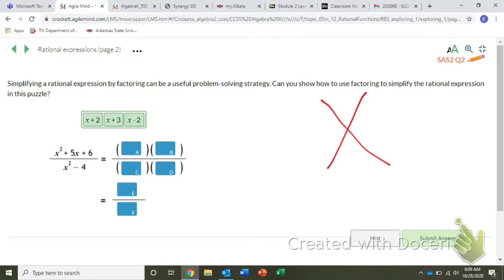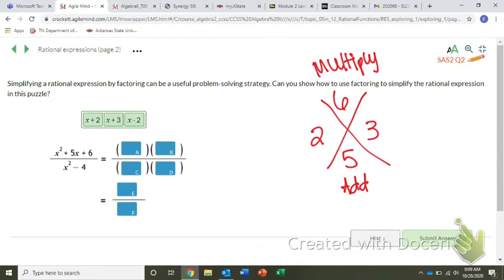Remember, B goes in the bottom. Well, B is 5. And A times C goes up top. So 1 times 6 is 6. So we want to add to get 5, but at the same time, multiply to get 6. So our only two factors could be 2 and 3. Okay?